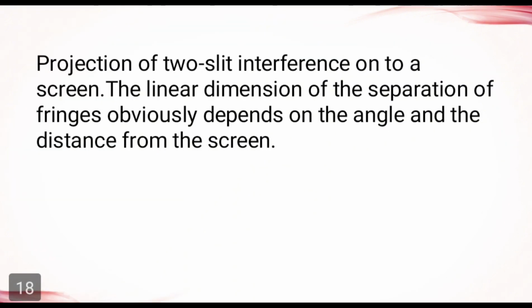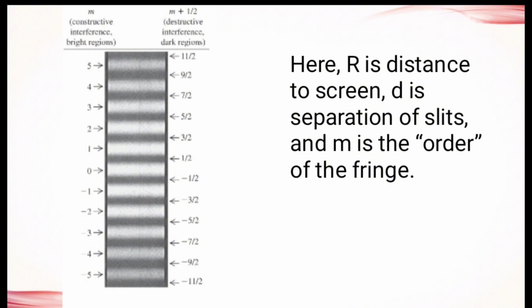So the linear dimension of the separation of borders obviously depends on the angle and the distance from the screen. If it's far away from the source, it can be observed. Here R is the distance to the screen, d is the separation of slits, and M is the order of the fringe. On the left side, we have the M values for the constructive interference bright regions.